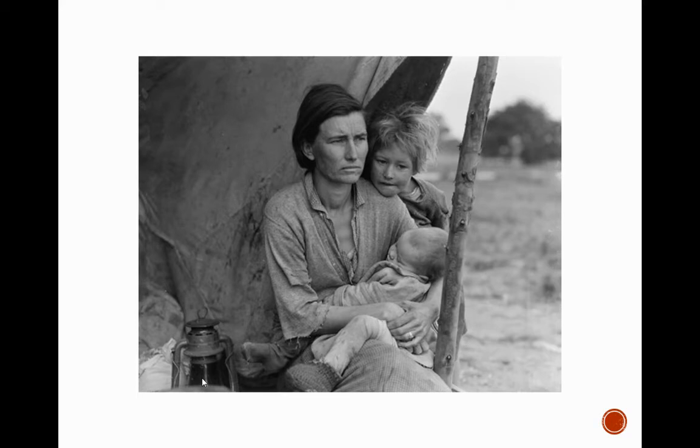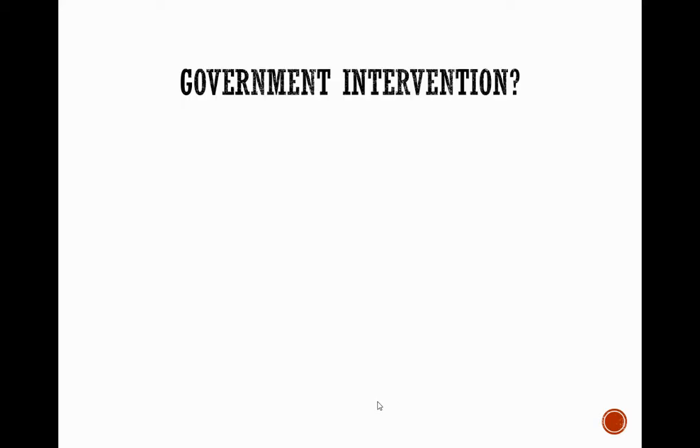This is a photo, very well-known photo of a woman with her 2 kids. And here she is living not in a house, but she's living in sort of a tent, right? She's now homeless with her kids, and you can see the desperation in her face, right? And during all of this time, during this Great Depression, was the government intervening to help people, to make their lives better? Well, actually, no.